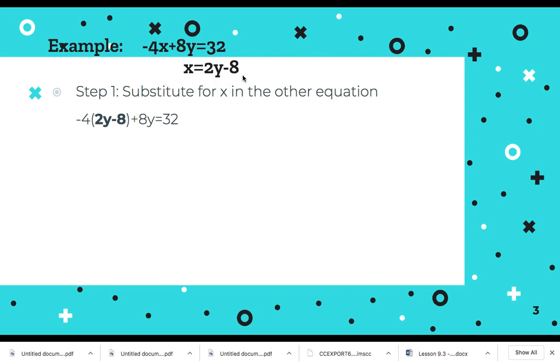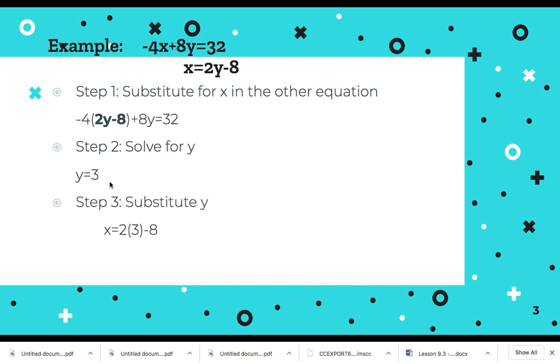Because we know x equals 2y minus 8, we can substitute the x in the other equation with that, and it should look like this. Your next step is to solve that new equation for y. And you're going to have a few steps involved. First, you're going to want to distribute to get rid of the parentheses. Then you'll combine like terms. And then you'll have a two-step equation. In the end, for this example, y equals 3.